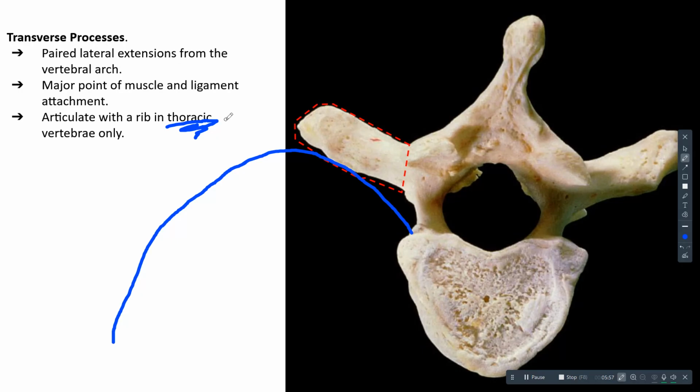In thoracic ones, muscle attachment plus rib articulation. And more on that later on. So that's pretty much it for this superior view.